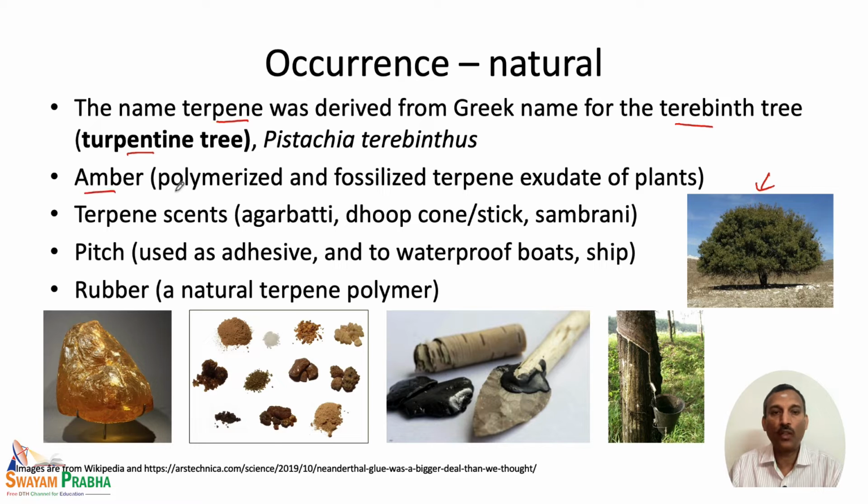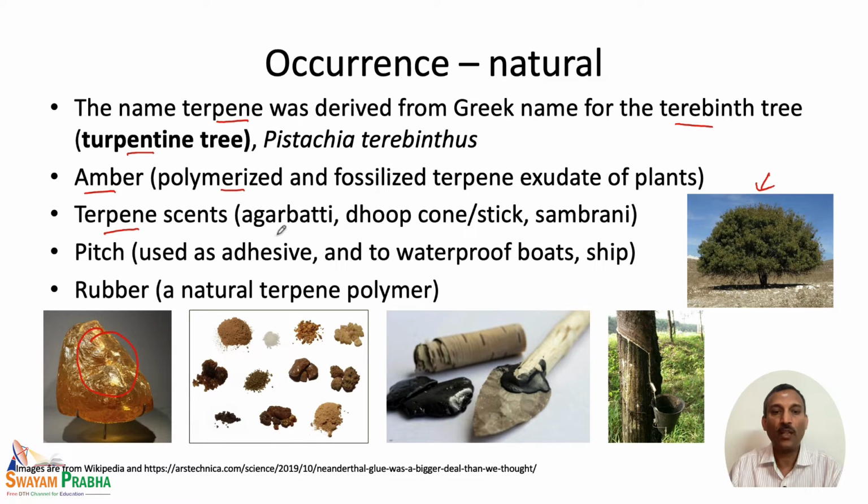Amber, if you look at the fossilized materials, especially the polymerized or fossilized materials which came out of the plant. In fact, if some of you have seen the movie Jurassic Park, there they talk about some of these kinds of fossilized compounds. So that means these are very old materials, and this particular orange colored material that we are seeing here is basically called amber, and this amber is basically a polymerized terpene moiety. And of course, we have various types of terpene scents.